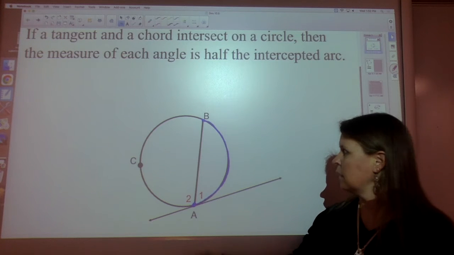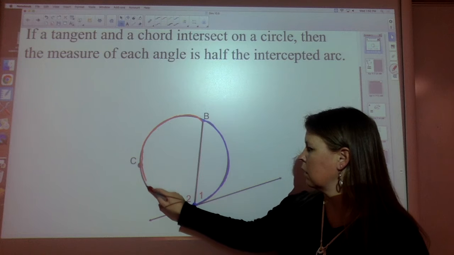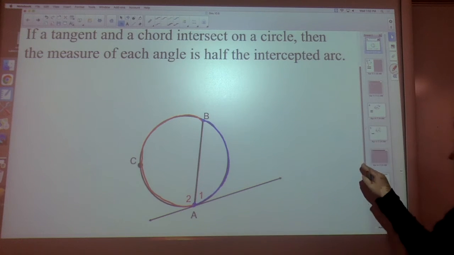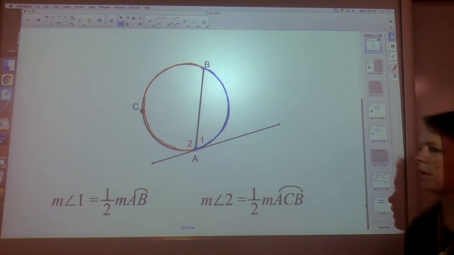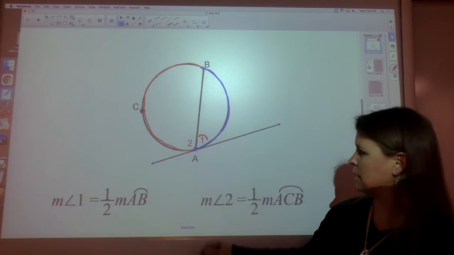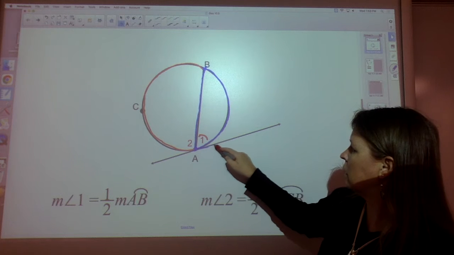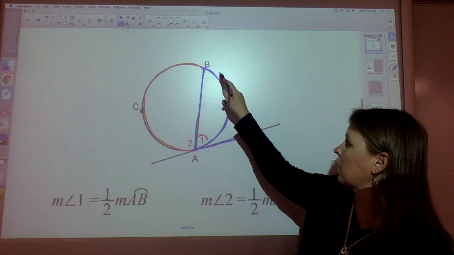Angle 1 goes with that. But it also makes a major arc over here. When you have a chord and a tangent that intersect, you actually end up making a minor and a major arc. So the measure of angle 1, right down here in this corner, is equal to half of its arc, the measure of arc AB.